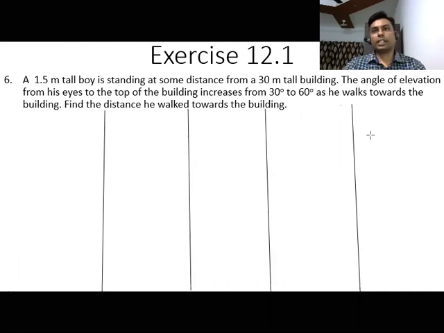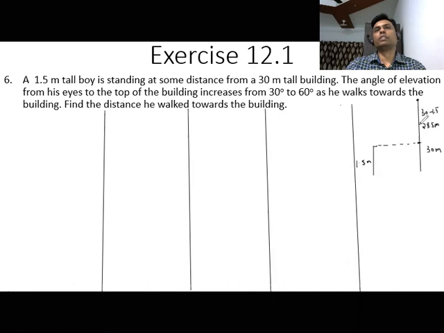So first we will draw the diagram. Whenever we draw the diagram, the numerical becomes easy for us to solve. So let's say this is the boy and this is the building. Boy is 1.5 meters and the building is 30 meters, which means from the top of the boy's head to the top of the building, how much is this height? This height will be 30 minus 1.5, that is 28.5 meters.